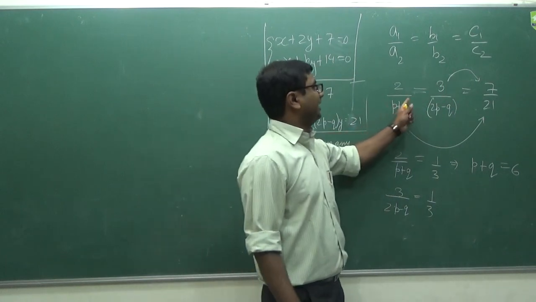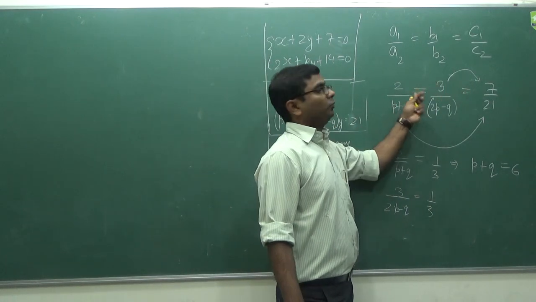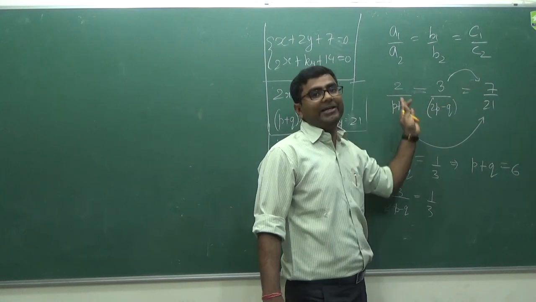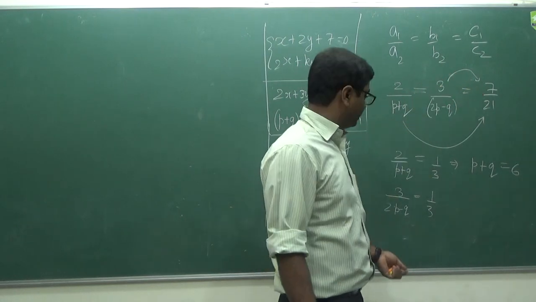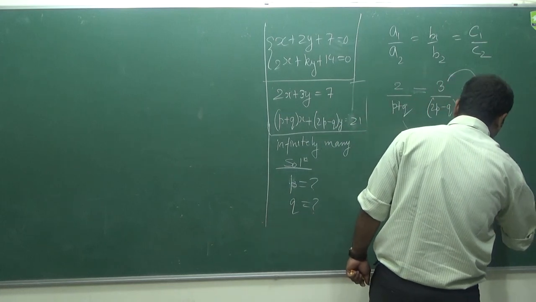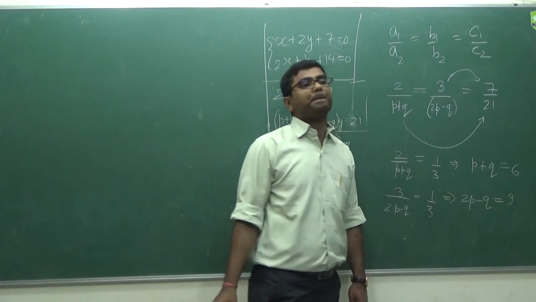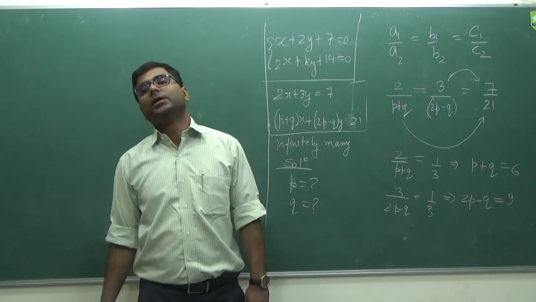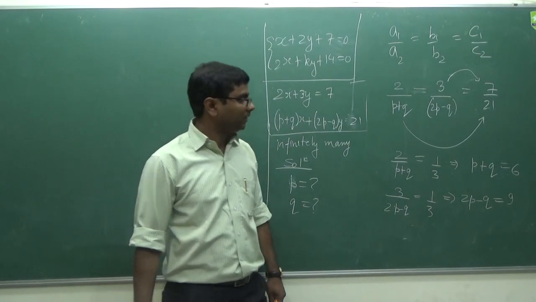If you see, there are two equations. What a is equal to b is equal to c means a is also equal to c, so use both conditions. So that means 2p minus q equals 9, isn't it? Am I right? Yeah. Now, simple.